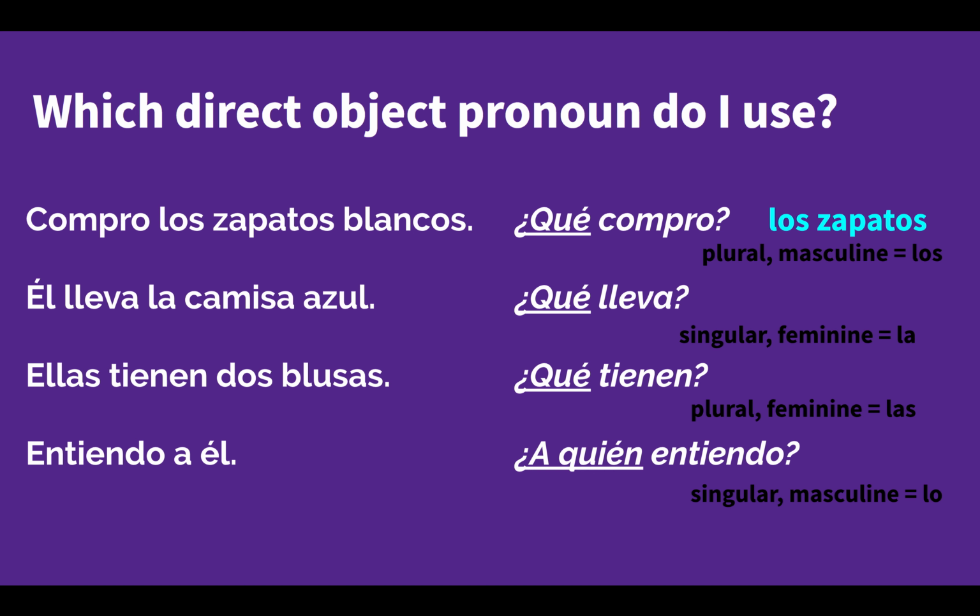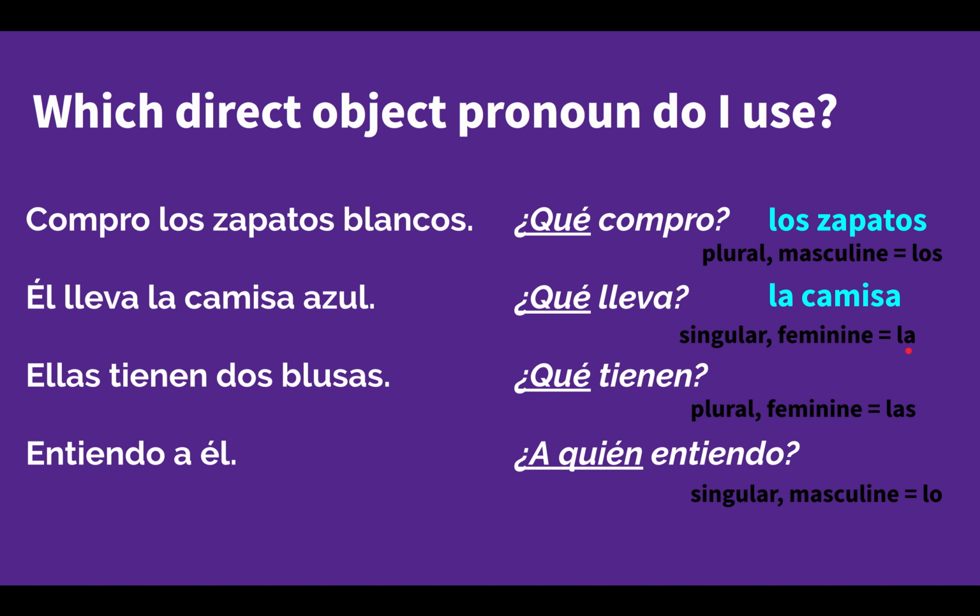The next one, él lleva la camisa azul. ¿Qué lleva? La camisa. La camisa is singular. There's only one. It is feminine because it has that article la. And the word is it, like he wears it, the blue shirt. So the one that means it, that is feminine and singular, is la.